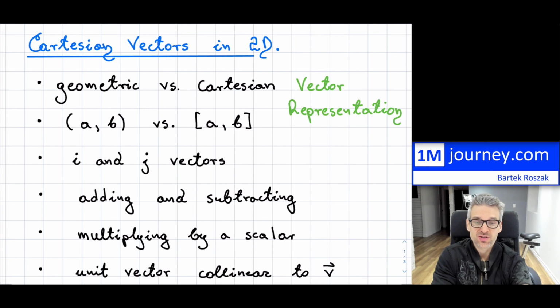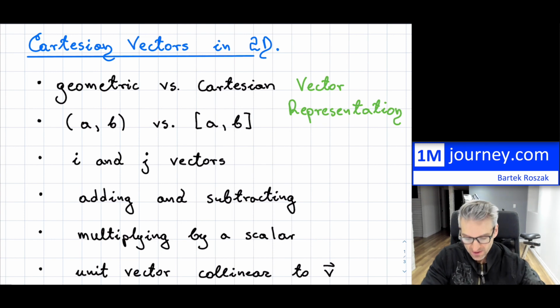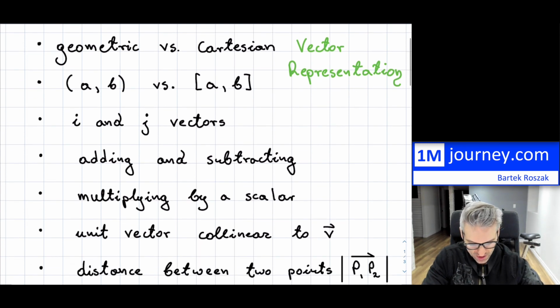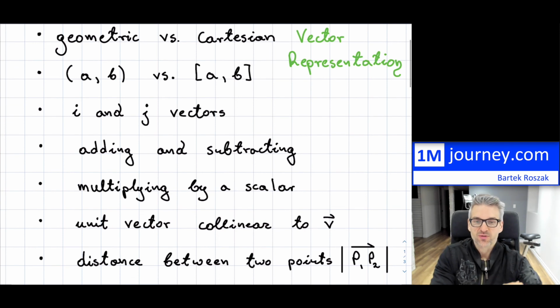You'll see that the addition and subtraction of vectors in Cartesian planes can be done basically the same way as you do with any points, and I'll talk about what I mean by that. Multiplying by a scalar is also nicely captured by Cartesian vectors. The unit vector, which is collinear to any vector that we have, is just division by the magnitude.